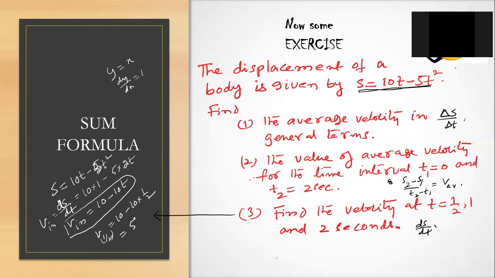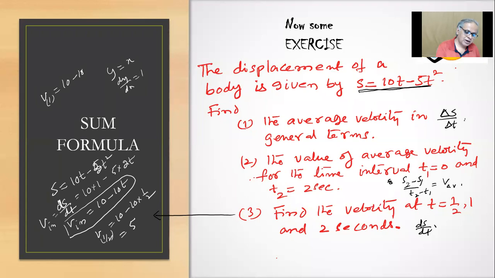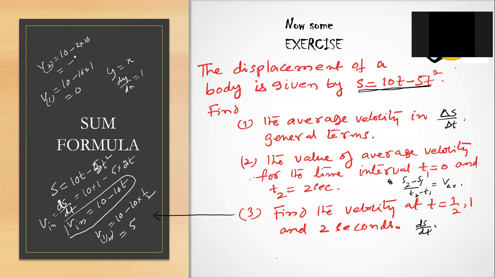Then at 1 second, V at 1 second is 10 minus 10 into 1, that is 0. That means the body is at rest. And then t equals 2 seconds: 10 minus 2 into 10, minus 10. That means the body is coming back. Do you follow?